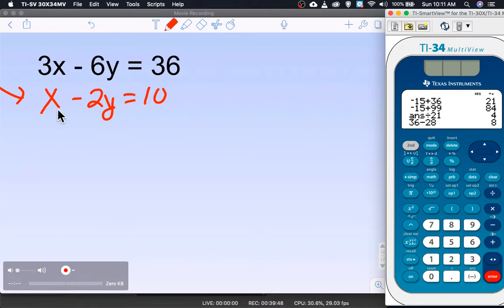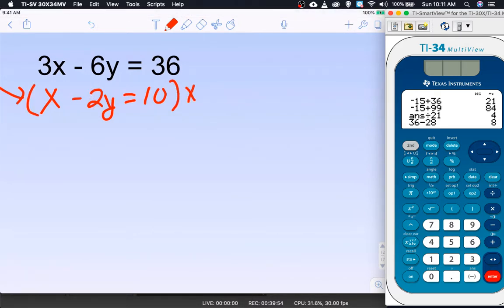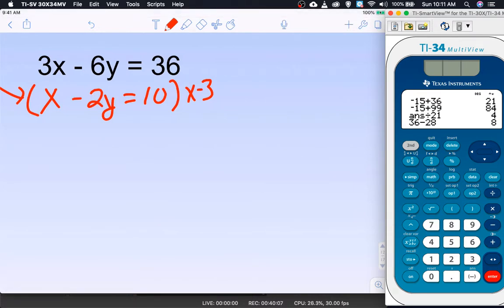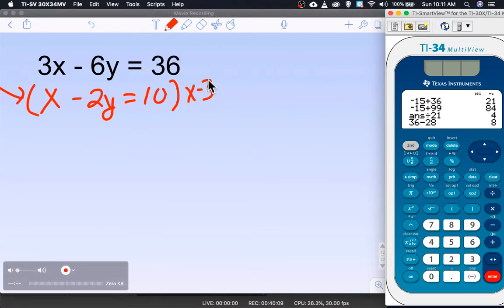if I multiplied the bottom equation by 3. But actually, I don't want to multiply by 3. If I multiplied by 3, this would become a negative 6. That won't make anything eliminate. I would multiply by a negative 3. So now negative 3 times negative 2 is a positive 6, and my y's will eliminate.